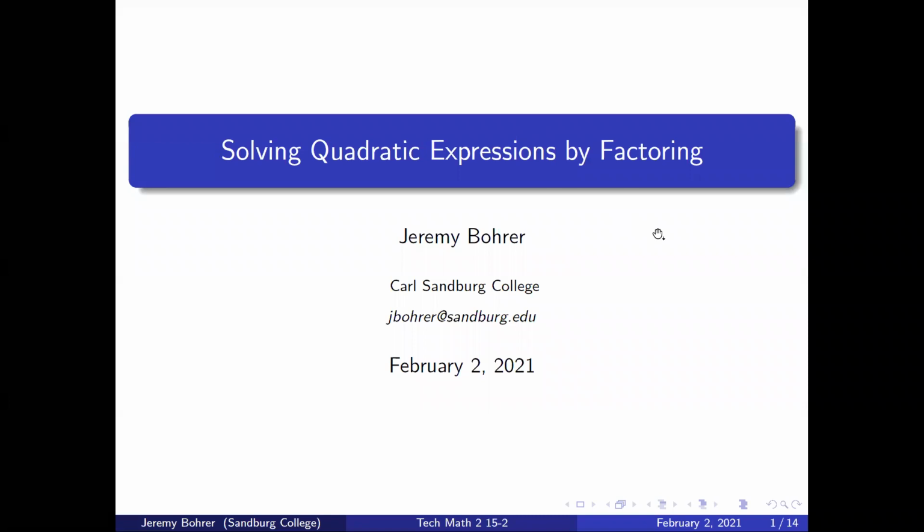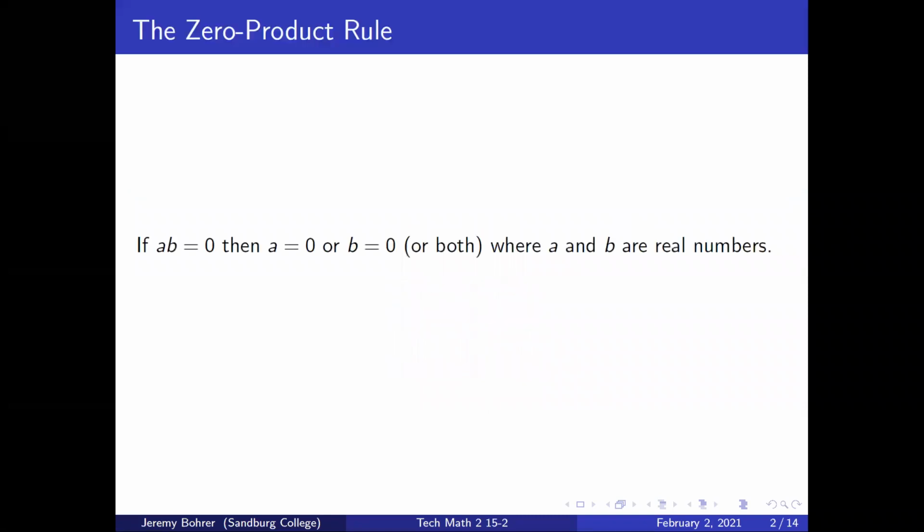In this video, we will discuss solving quadratic expressions by factoring. The zero product rule: if A times B equals 0, then A equals 0 or B equals 0, or both, where A and B are real numbers.